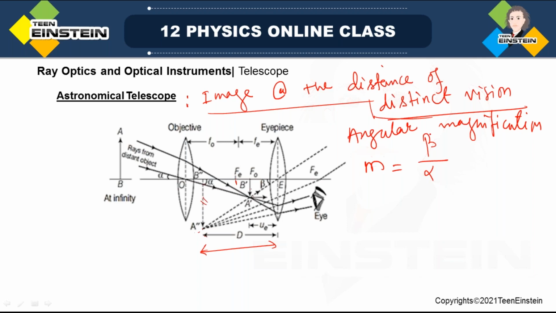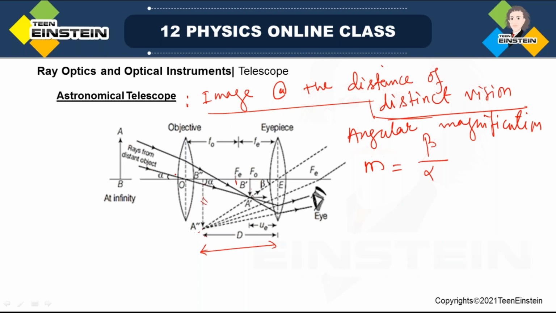This is the angle that the image makes at our eye when the image has been formed at the distance of distinct vision, and alpha is the angle made by the rays at the center of the objective. The rays coming from the objective directly make an angle alpha with the objective lens.